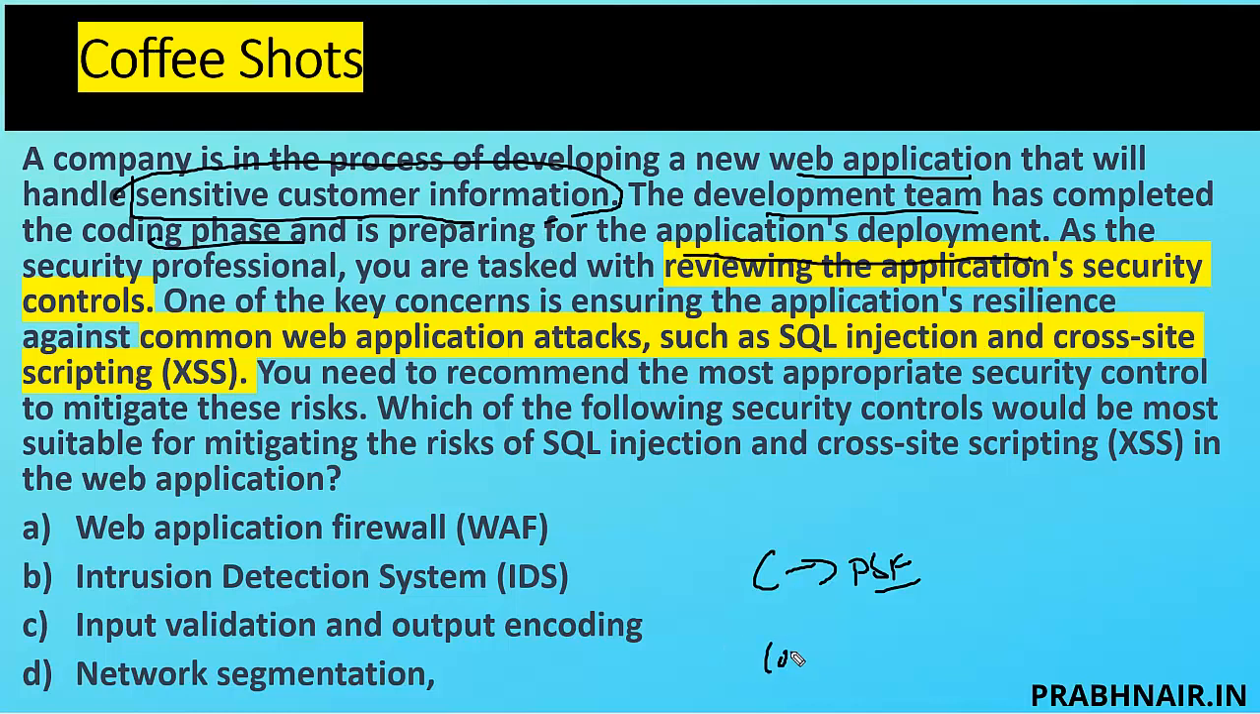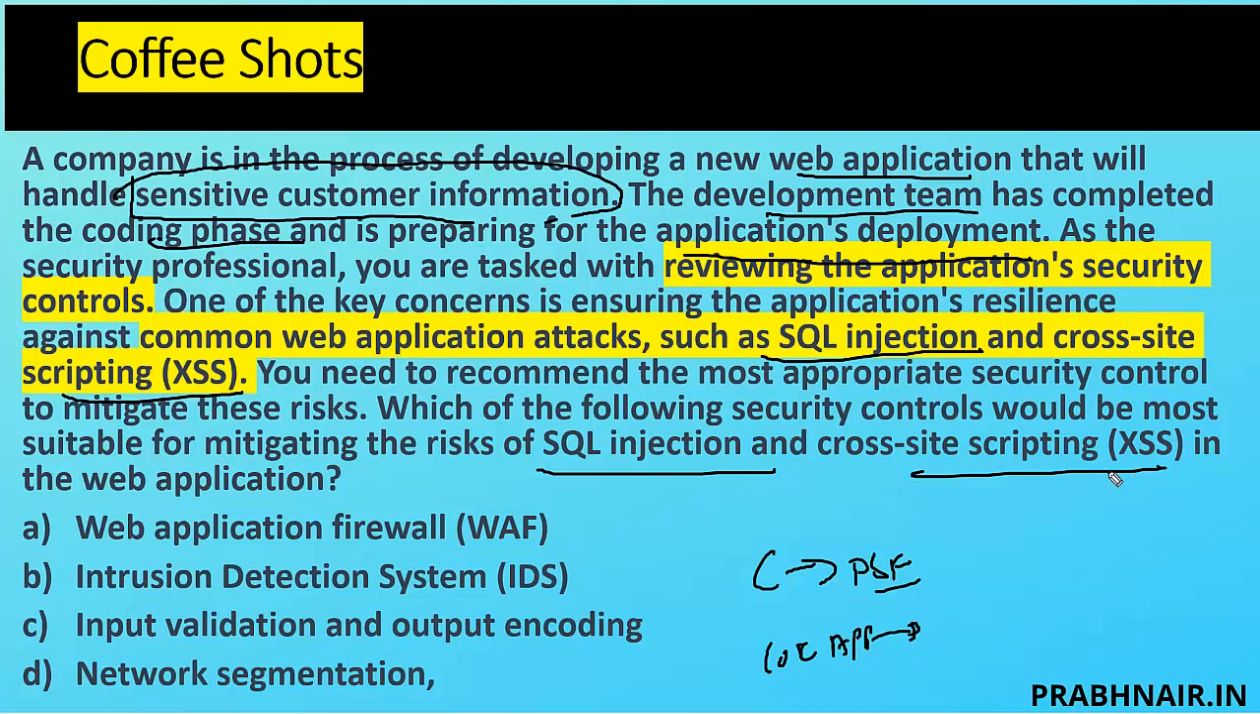So coding is completed and the application needs to be deployed. As a security professional, your task is reviewing the application security controls. Okay, so the application is developed, we need to look for the controls. One of the key concerns is ensuring the application's resilience against common web application attacks such as SQL injection and cross-site scripting. You need to recommend the most appropriate security control to mitigate this risk. Which of the following security controls would be most suitable to mitigate the risk of SQL injection and cross-site scripting?